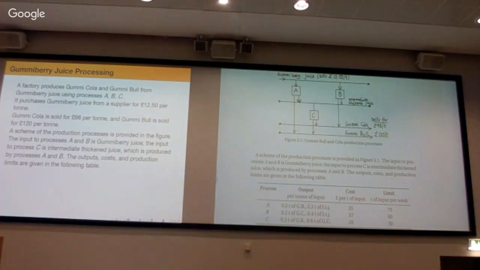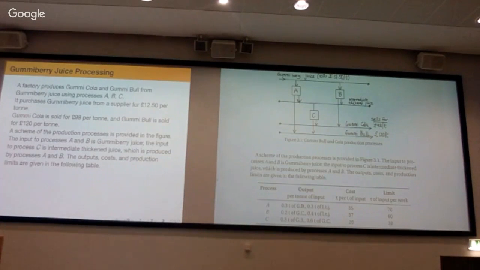So what is the question? The question is, what do you do? Okay, more precisely, how much juice should you buy? How much of this should you sell? How much of this should you sell? And how much should you pour into these 3 boxes per week? Those are the questions that you want to answer.